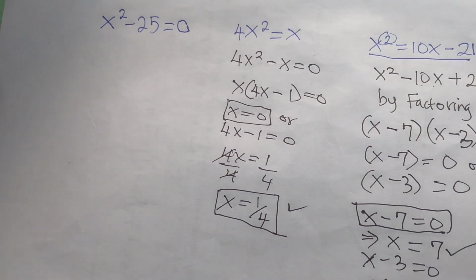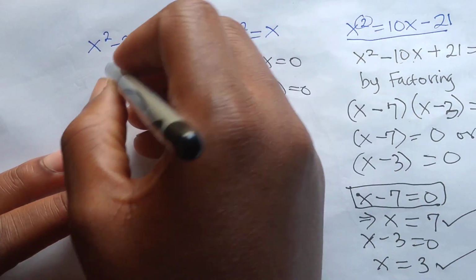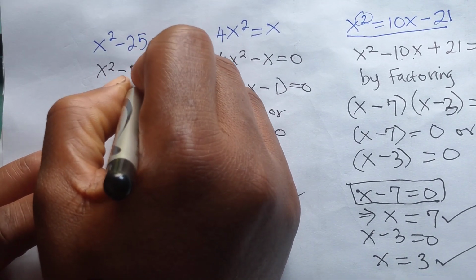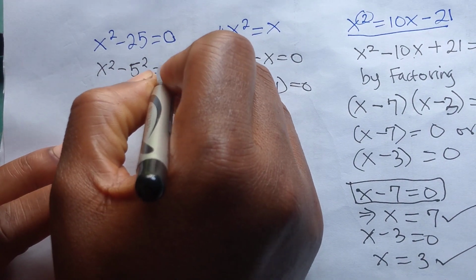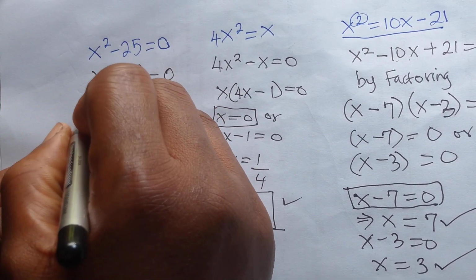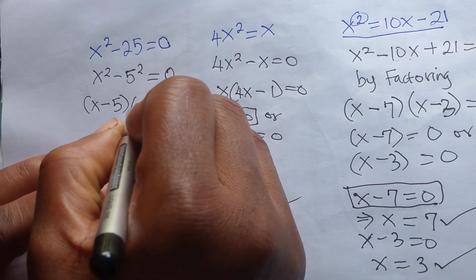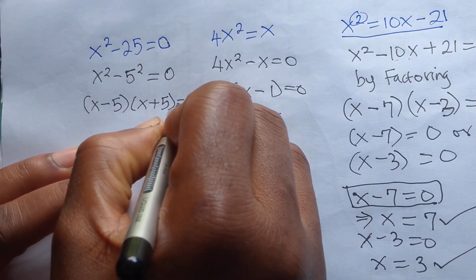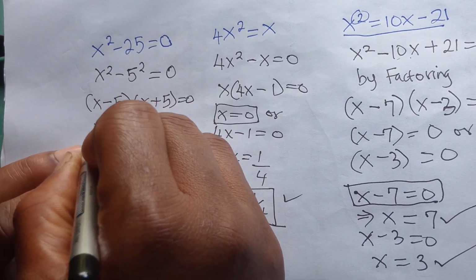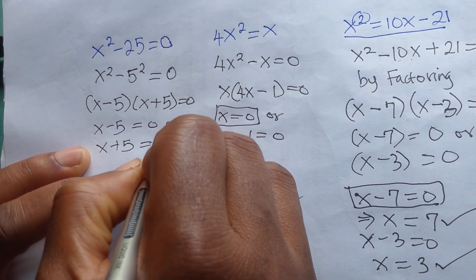So to solve that, what do we do here? This is x squared minus 25. We can change this 25 to 5 raised to power 2 because 5 times 5 will give us 25. All right, now here you apply difference of two squares. So open the first bracket, x minus 5, open the next bracket, x plus 5, is equal to 0. So therefore, since both are equal to 0, either of them is 0, we have x minus 5 is equal to 0, or x plus 5 is equal to 0.